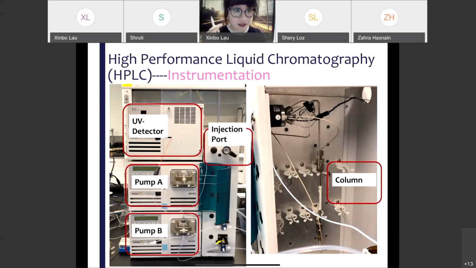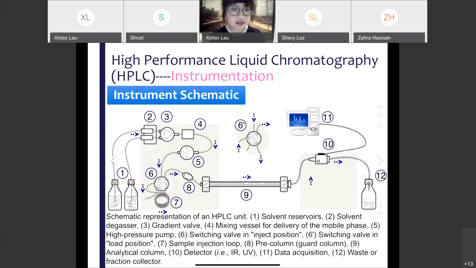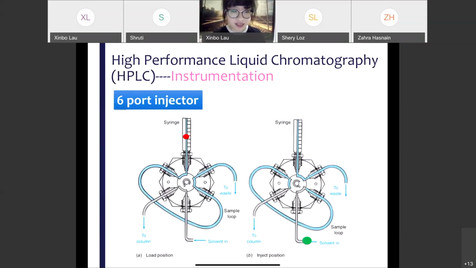As I said, the column is where the separation happens. You also have this diagram for the instruments, and you can look into it. We also have the injector, which is quite important. There is a small animation. If you inject, please pay attention to the red dot. You inject the sample, it goes onto the sample loop, and then the solvent carries it out to the column. That's how the injector works.